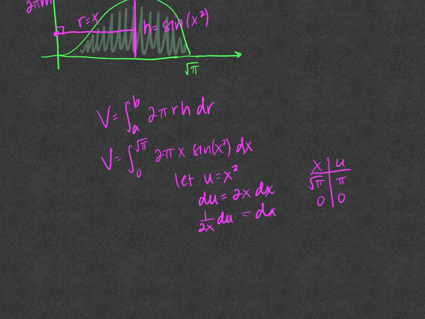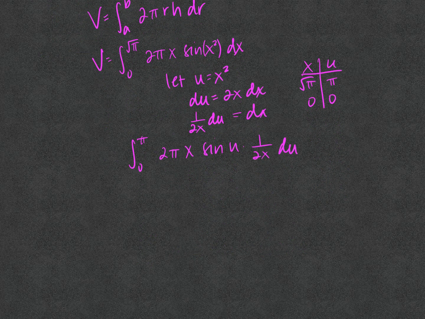and 0 stays 0. So now we have the integral from 0 to pi, 2 pi x sine of u times 1 over 2x du. Now these x's cancel nicely. Yay, because if they didn't, we'd have a problem. And I'm going to pull my 2 pi out, the integral from 0 to pi, sine of u du. So we're going to bring down the 2 pi.